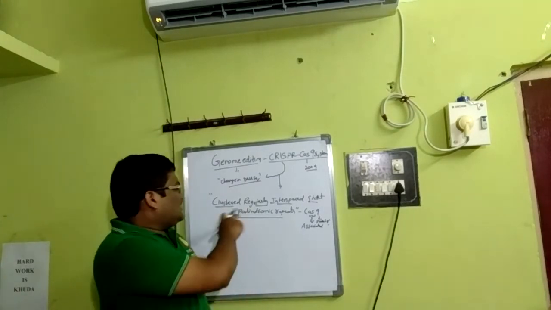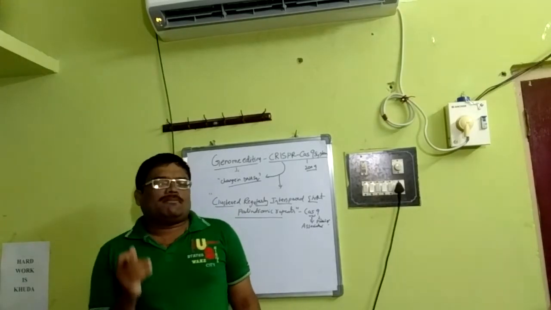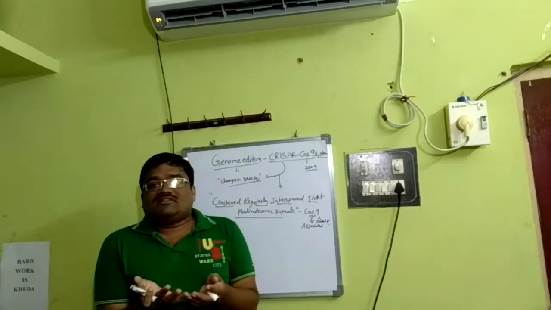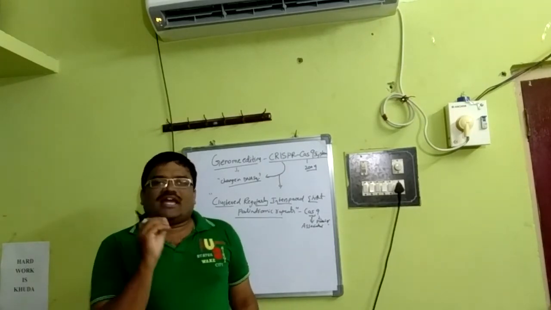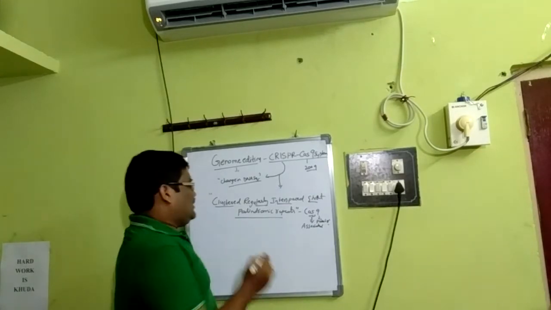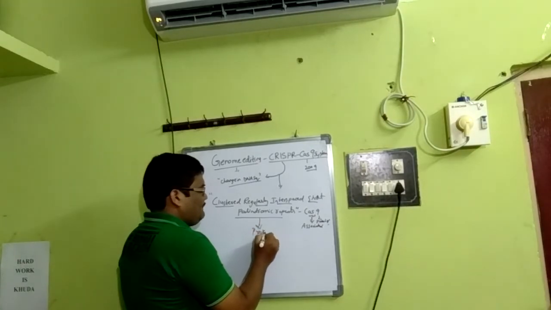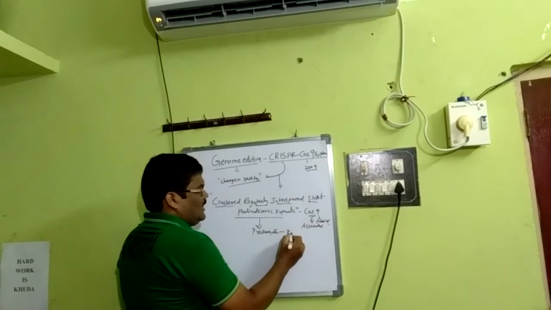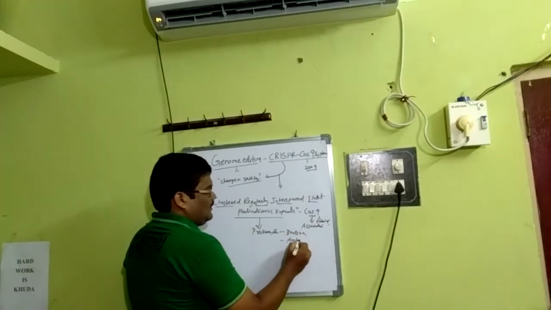With regard to its basics, clustered, regularly interspaced, short palindromic repeats are nothing but a group of DNA sequences, better to call a family of DNA sequences, that evolved in prokaryotes like bacteria and archaebacteria. They have been reported in bacteria and archaebacteria.